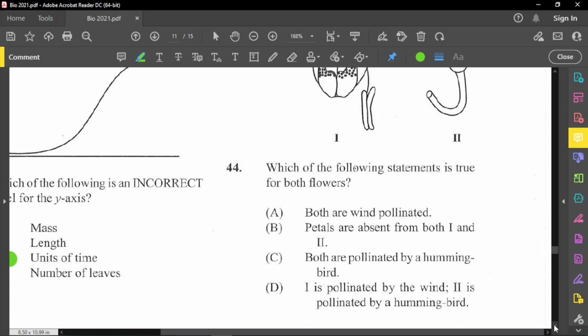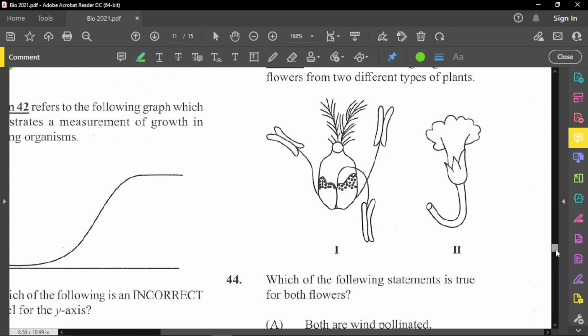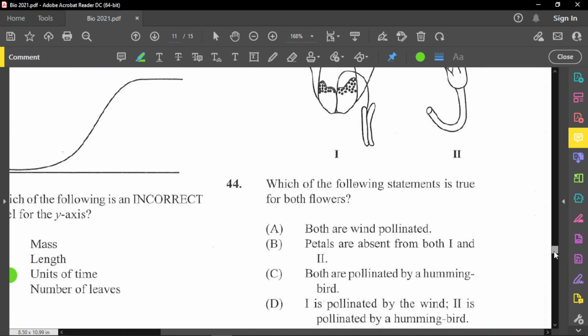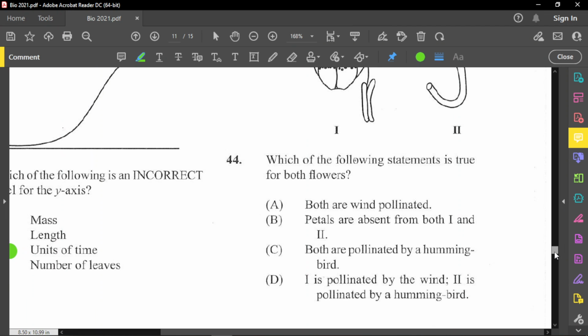C, both are pollinated by hummingbirds. Not true at all, because if you notice, there's no petal on plant A. Let me just go back to it again. The first plant has no petal. I've not seen any petal here, but a petal is here. So a hummingbird will tend to go to the one in number 2. So Dino said 1 is pollinated by wind and 2 is pollinated by hummingbird. Yes, that one looked good.